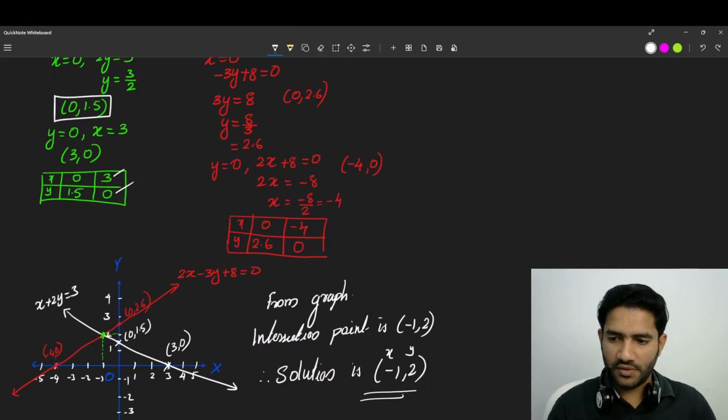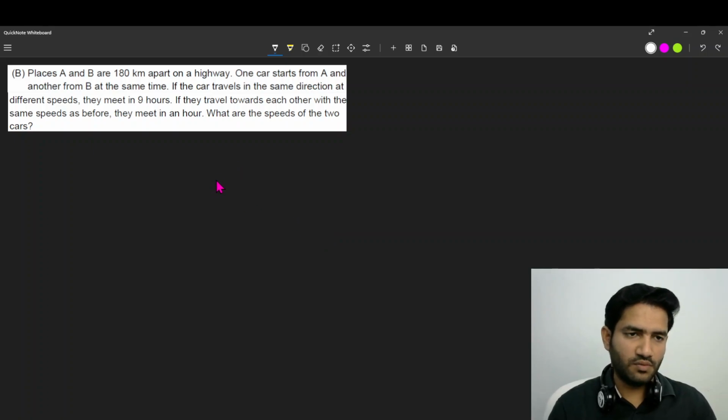Okay, here we have an OR question, so A or B. Second one, or you can choose this question too. Places A and B are 180 km apart on a highway. So read the question very carefully. One car starts from A and another from B at the same time. If the cars travel in the same direction at different speeds, they meet in 9 hours. If they travel towards each other with the same speeds as before, they meet in an hour. What are the speeds of the two cars?